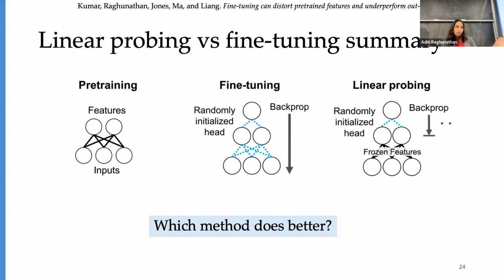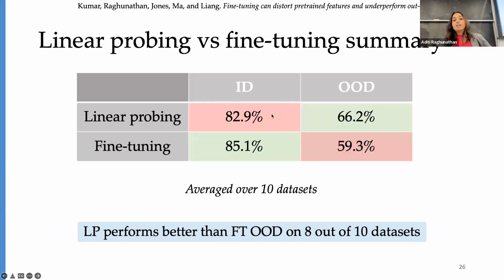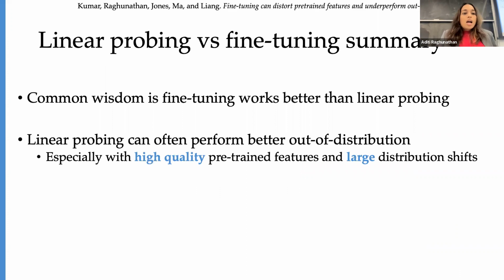So to summarize, those are just two examples, but here's a table averaged over 10 data sets. The common wisdom is that fine-tuning is the right thing to do if you can, especially if you have a lot of training data, which is quite big. And that is true in distribution, but out of distribution, the trend is reversed. This is especially true if the distribution shift is large. So linear probing can perform better out of distribution when the pre-trained features are high quality and there are large distribution shifts.